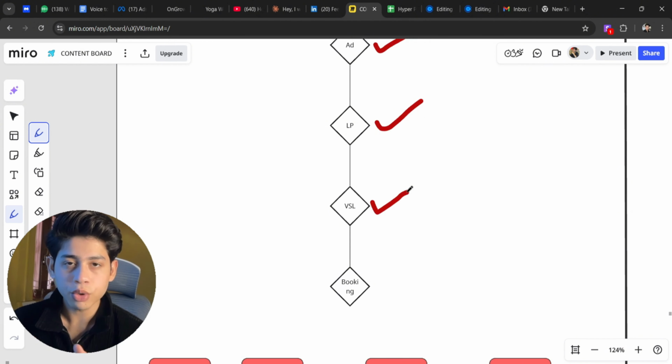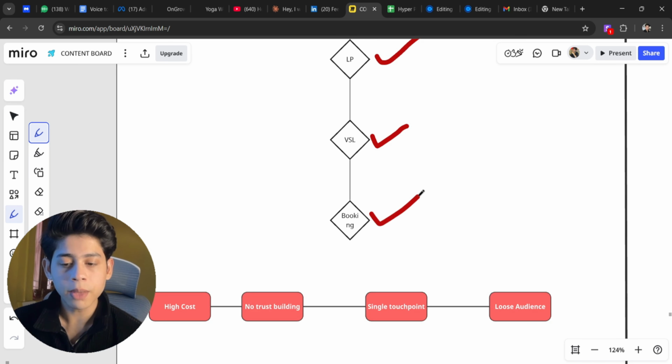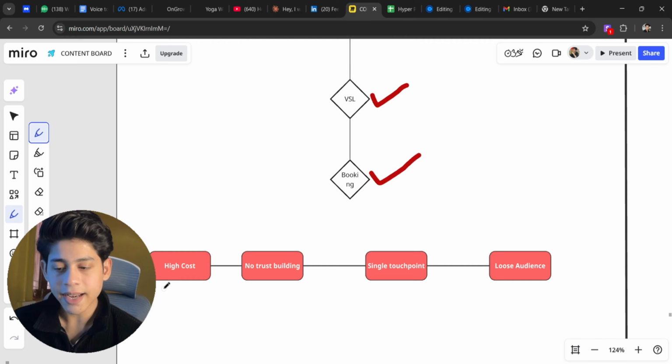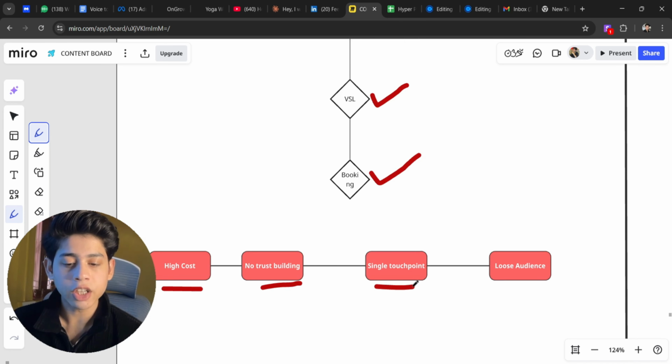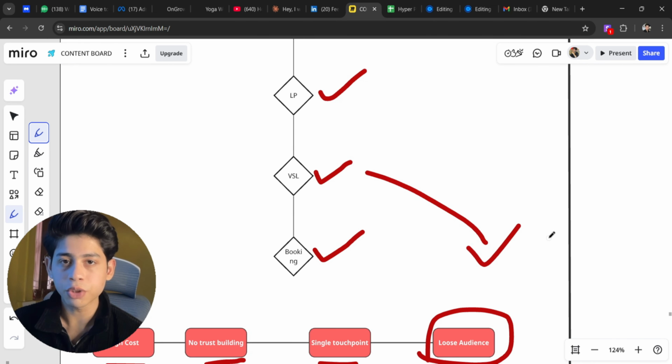Here you explain your service or the offer just to build credibility and trust. And after that, people are redirected to the booking page where they can schedule a one-on-one call with you. So this is the approach that we used to take. But the issue with this is we get high costs, there's no trust building, and we have only a single touch point. And because of this, you lose 90% of your audience on the VSL page itself, right? And once you lose them, you lose them. There's no direct touch point to actually nurture them.